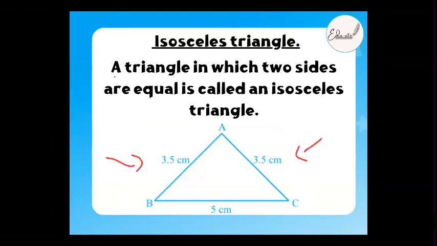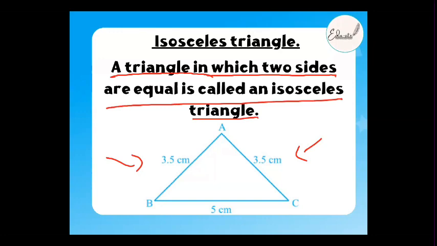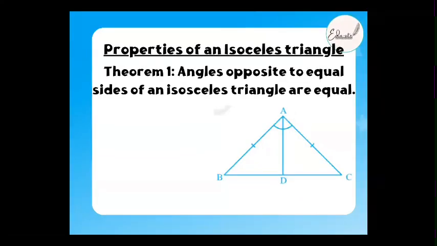Yes. Come on, what is the definition of an isosceles triangle? Read it for me, please. A triangle in which two sides are equal is called an isosceles triangle. Yes, mashallah, alhamdulillah. A triangle that has two equal sides is called an isosceles triangle.